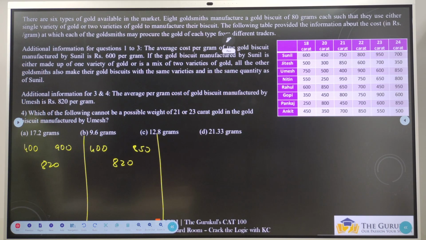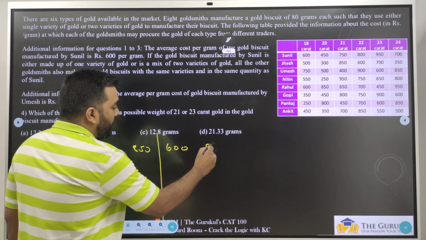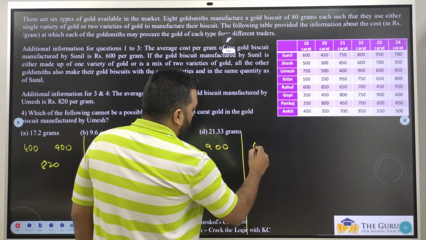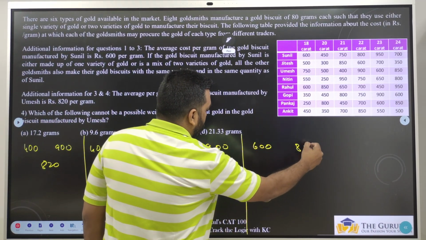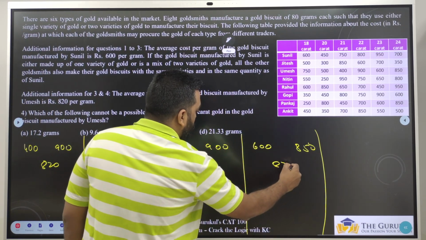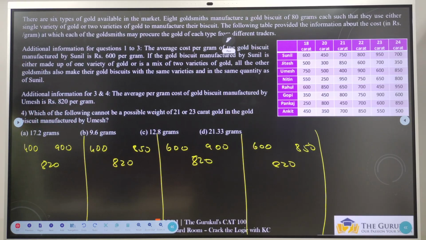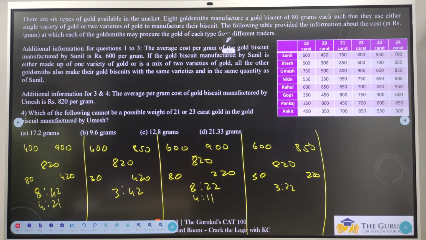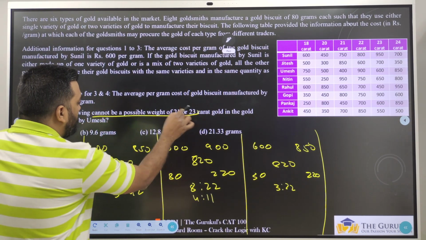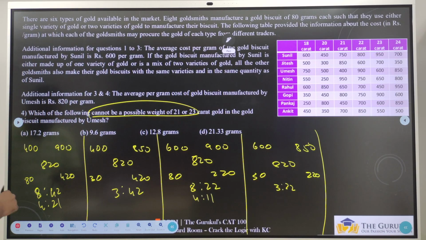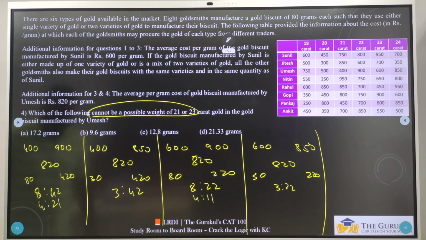Now 23 karat is 600. So with 600 I can have 600 and 900, or 600 and 850. The center value should be 820 always. Now quickly find out the ratios. These are the different ratios with respect to the combinations. They are talking about possible weights, not the ratios. So after this let us calculate the weights also.